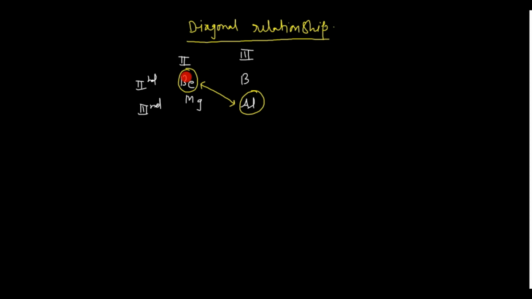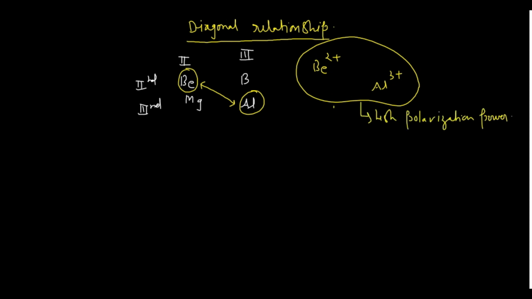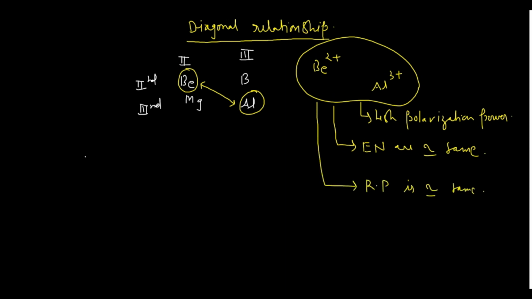Whether it is the beryllium ion Be2+ or the aluminium ion Al3+, if you compare these two ions, they both have very high polarization power, their electronegativities are also approximately the same, not the exact value, and their reduction potential is also the same. All these things make them similar towards various kinds of reagents, and they show similar properties.